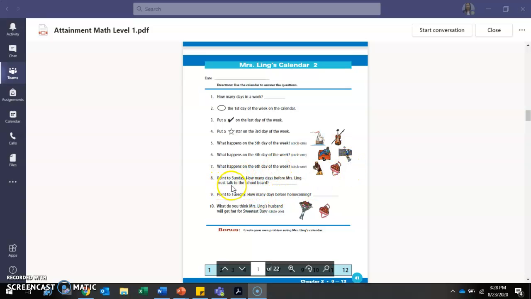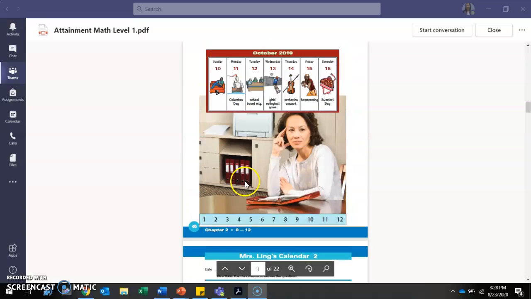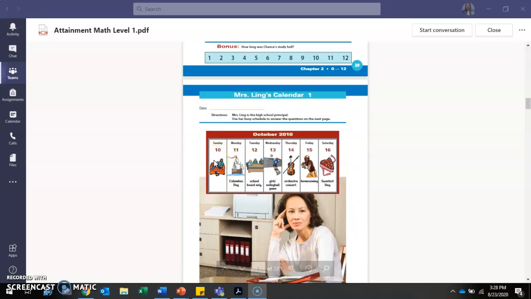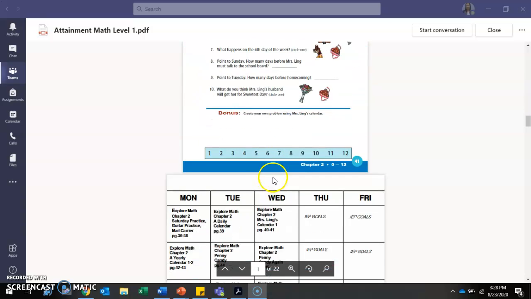On number 8, it says point to Sunday. How many days before Ms. Ling must talk to the school board? So point to Sunday. So how many days before she needs to talk to the school board? So how many? You're going to go forward. So your answer should be 2.